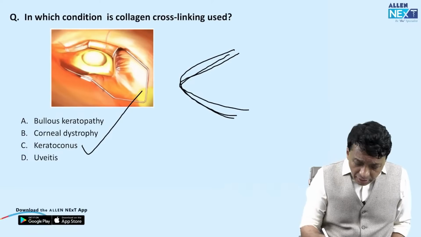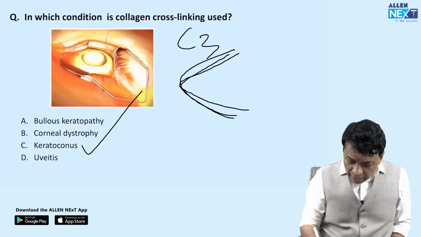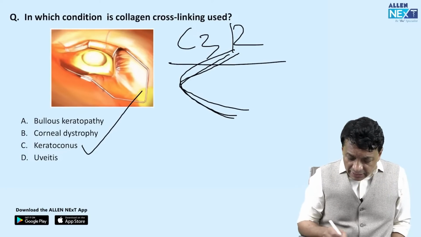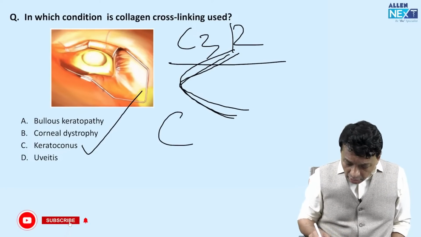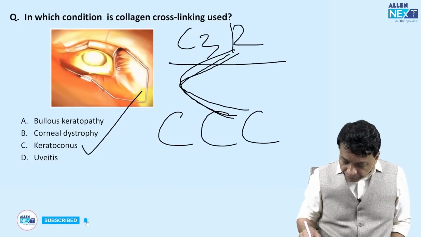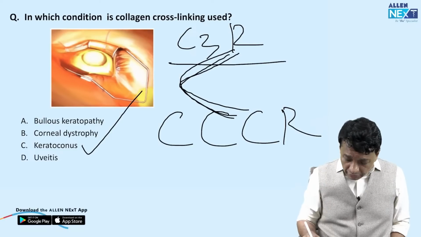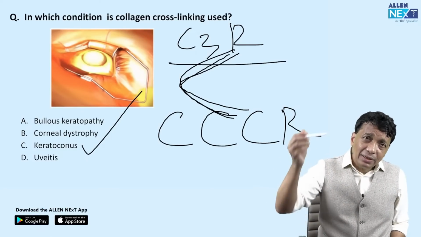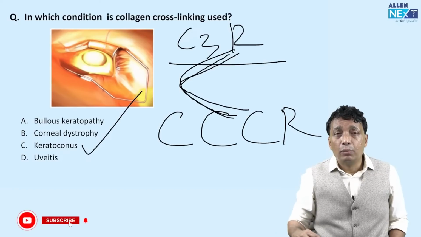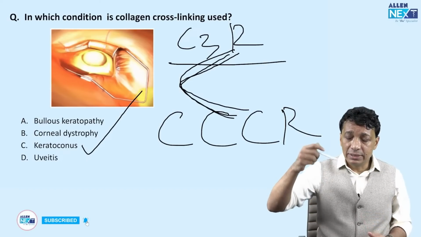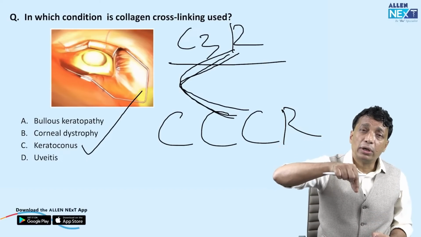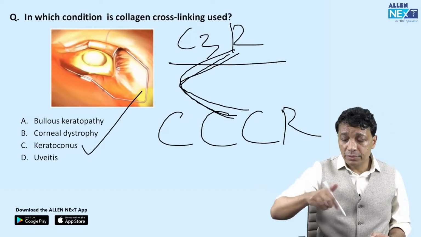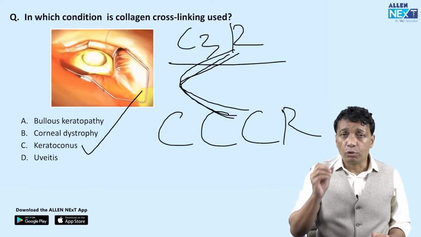And this collagen crosslinking, we call it C3R because there are three C's: corneal, collagen, crosslinking with riboflavin. Okay. So riboflavin, we pour riboflavin drops on this, and what happens? Patient lies down with the keratoconus, and we pour on top of the cornea. We keep pouring riboflavin eye drops, and this acts as a photosensitizer.